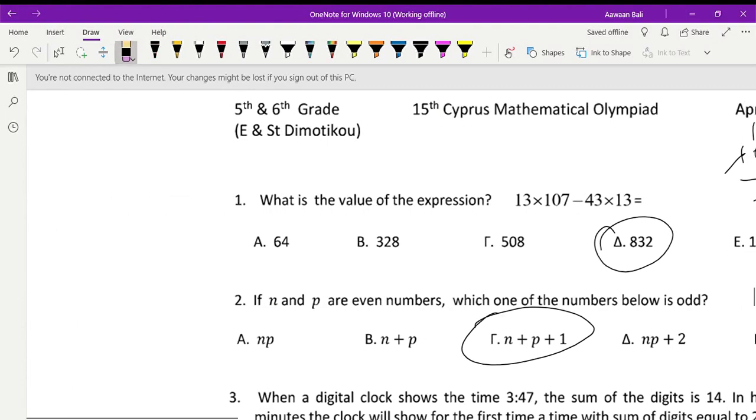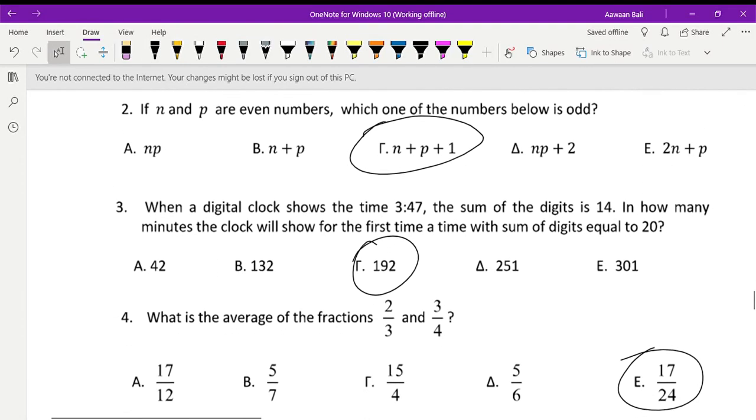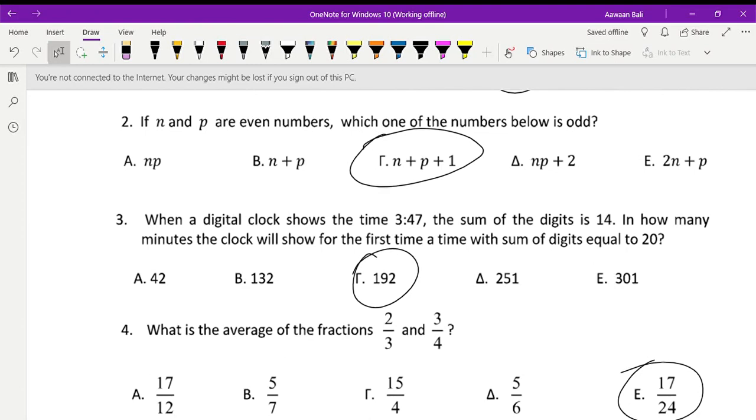Now, question number 2. If n and p are even numbers, which one of the numbers below are odd? Even times even is always even, so alpha's wrong. An even plus an even number is always even. If you multiply an even number with 2, it's also still even because 2 is an even number. And then you would add an even number with an even number, so that's still even, so eta is wrong. And basically the same thing works with delta here. However, when you have n plus p here, that makes an even number, but when you add 1, which is an odd number, you get an odd number. Therefore the answer is gamma.